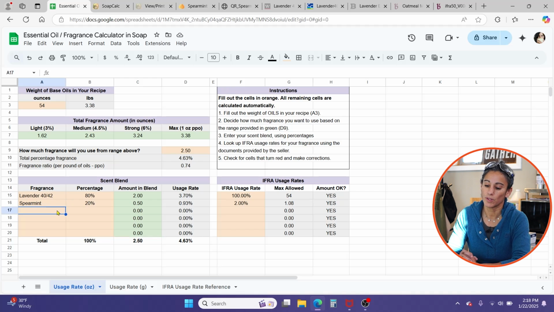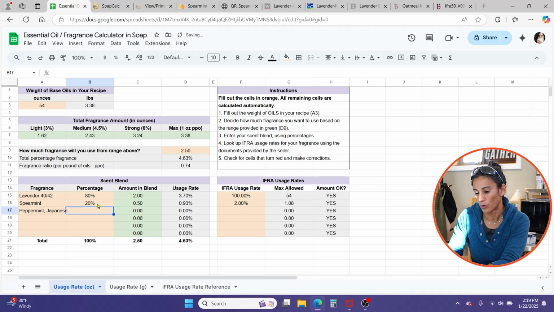However, instead of using lavender and spearmint, let's say I wanted to add some peppermint in here instead. And I'm thinking, I want it to be more minty, less lavender. So I'm going to replace some of the spearmint with peppermint instead. And let's say we want to use Japanese peppermint. Okay, so my spearmint, let's bring our lavender back to 50. The spearmint, I'm actually going to use 10% because I personally know that spearmint is really, really strong in soap.